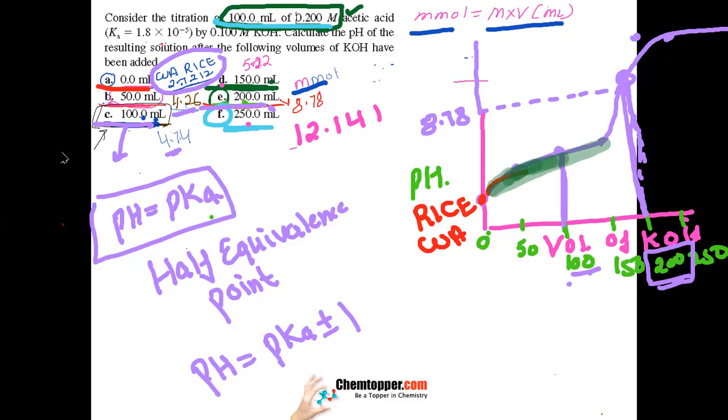And when is the best buffer? Best buffer is at the half equivalence point. These are the questions from the titration curves. This is the best buffer. This one.